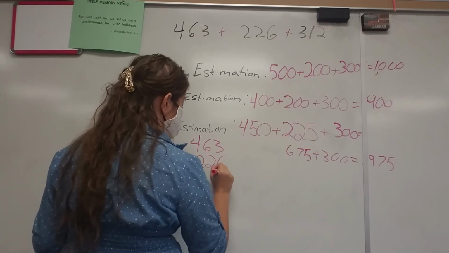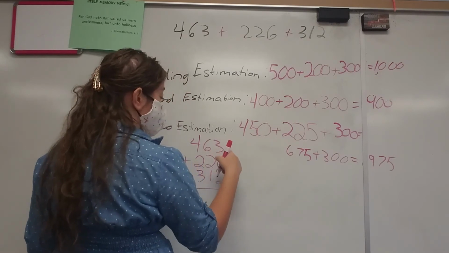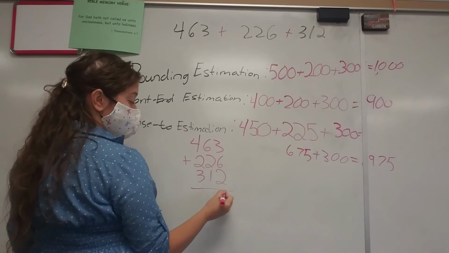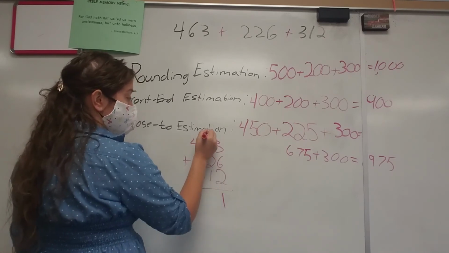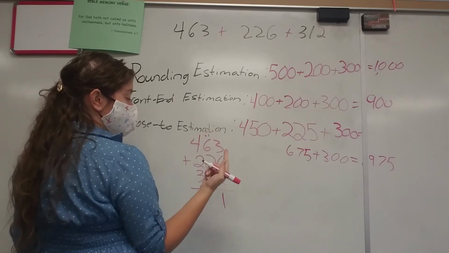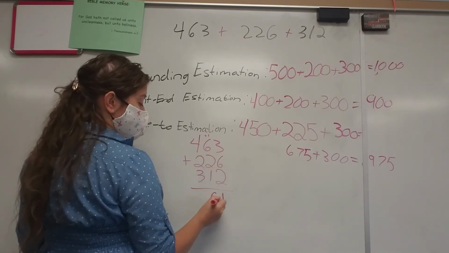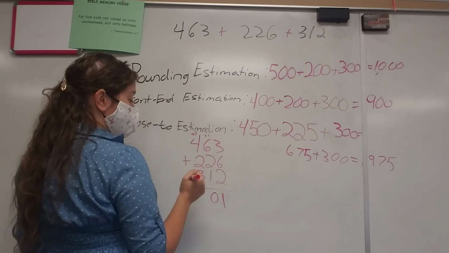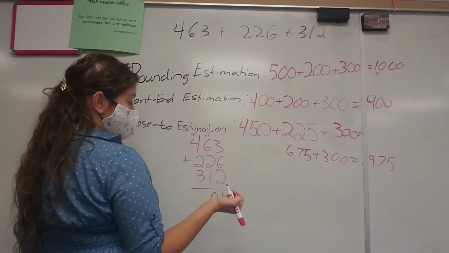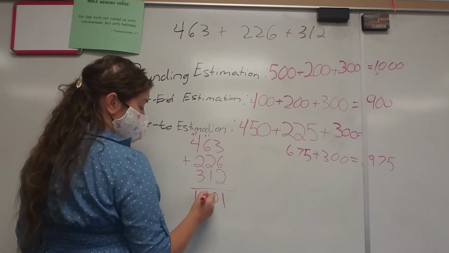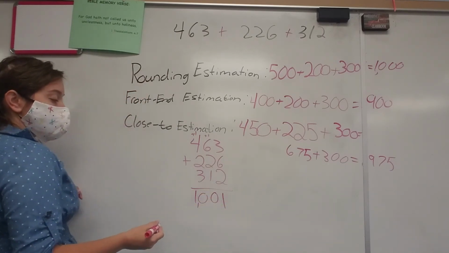They all work, right? Okay, 3 plus 6 is 9, plus 2, 11. I'm going to carry my 1. 1 plus 6 is 7, plus 2, 9, plus 1, 10. Carry my 1. 1 plus 4 is 5, plus 2, 7, plus 3, 10. So our real answer is 1,001.